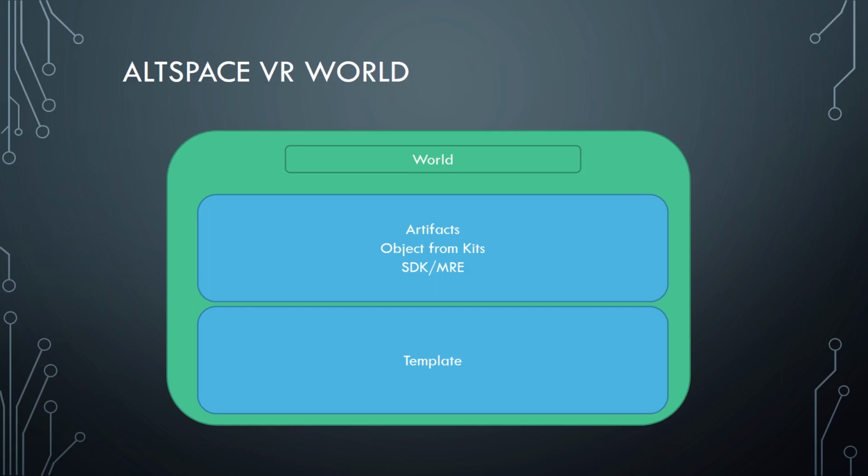But a world in Altspace is actually based on at least 2 different layers, right? So we've got the template layer. The template is the actual world itself, right? It's the skybox, the lighting, the base geometry. And once the template is created, an end user can't really modify that. They can add to that by adding their artifacts. So artifacts are objects that come from kits. So you'll see things called kits in there, and a kit has a bunch of objects in it.